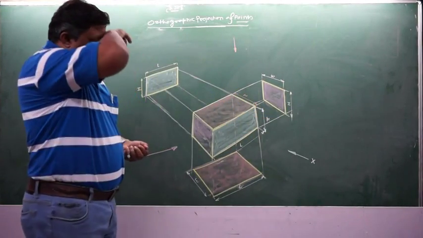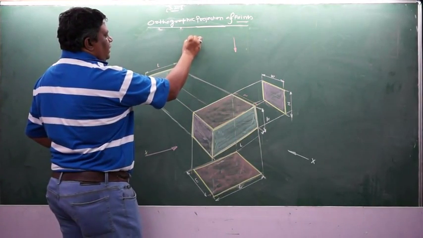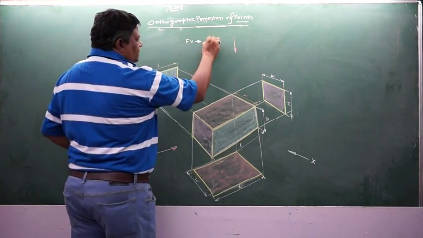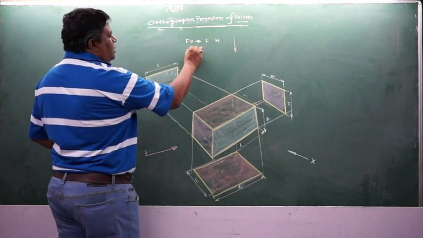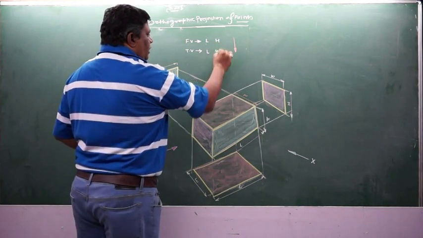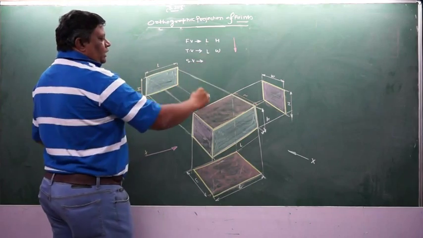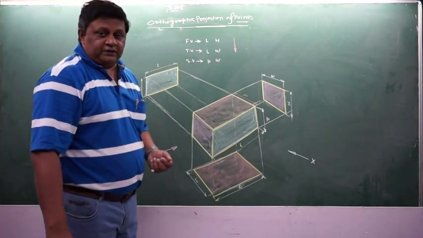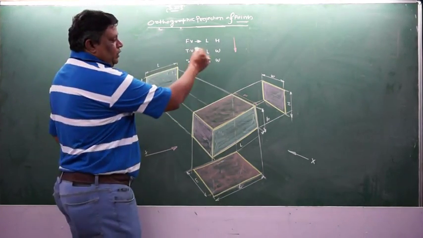So in this manner, friends, if you see clearly, then in the front view, I am able to see only and only the length and the height of the object. Whereas in the top view, I am able to see only the length and the width of the object. Whereas in the side view, I am able to see only the height and the width of the object. So if you consider any two of these things, you can complete all the dimensions.